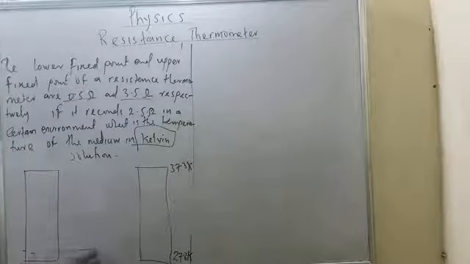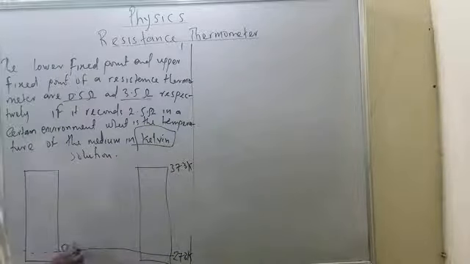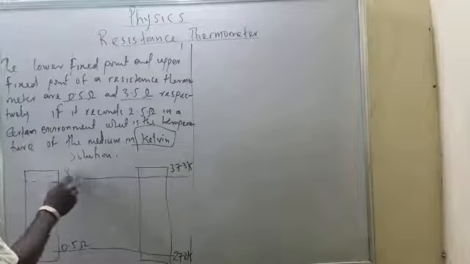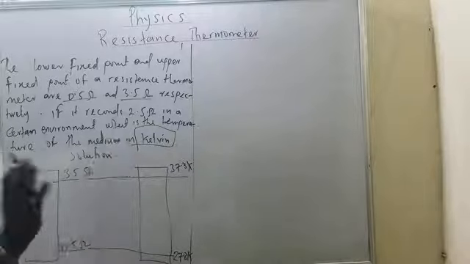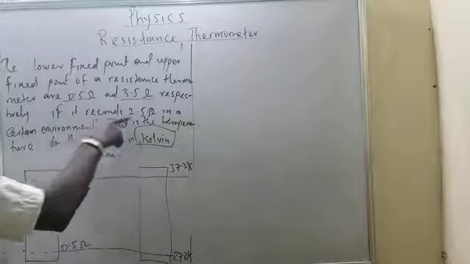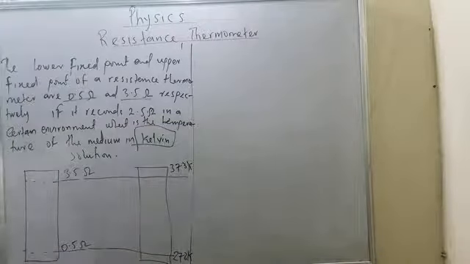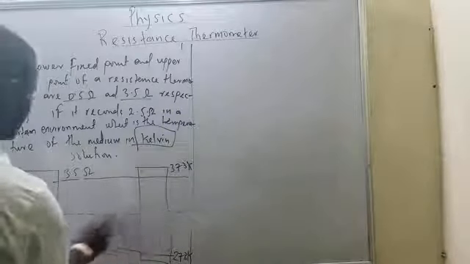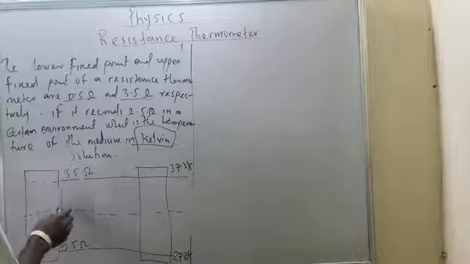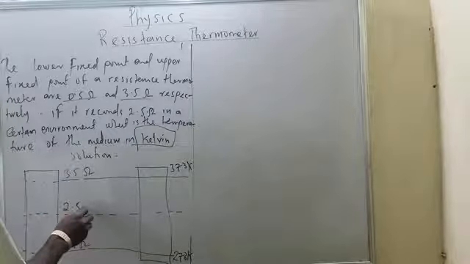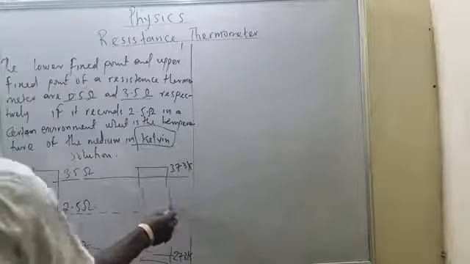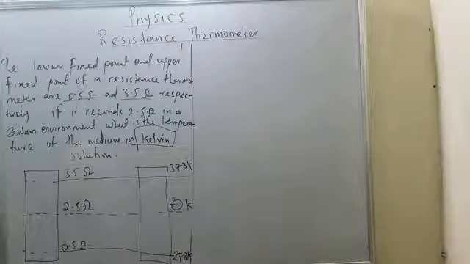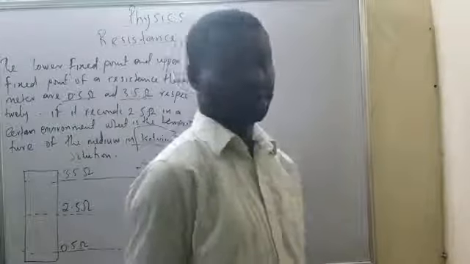It means my lower will be 0.5 ohms, and the upper will be 3.5 ohms. Now, since I have it this way, if it records 2.5 ohms in a certain environment, 2.5 will be somewhere here, which I do not know on the Kelvin scale. Let me use theta Kelvin. My theta means something is missing; I can put X.